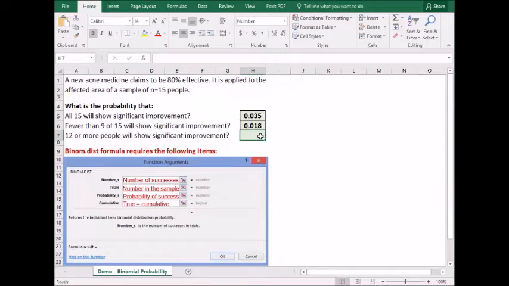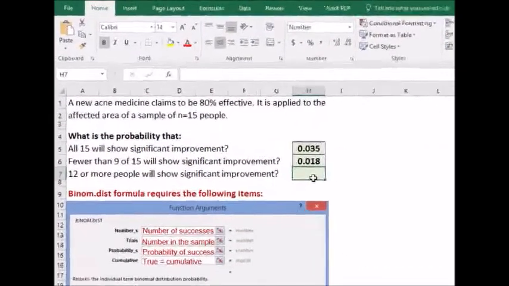And finally, what is the probability that 12 or more will show improvement? When we use cumulative equals true, Excel returns the probability of x less than or equal to some number of successes. We need a way to determine greater than or equal to. For that, we can use 1 minus the binom.dist formula, setting cumulative equal to true. These are whole number variables. Therefore, if we use 1 minus the probability of 11 or fewer successes, we would find the probability of 12 or more successes. Equals 1 minus binom.dist.